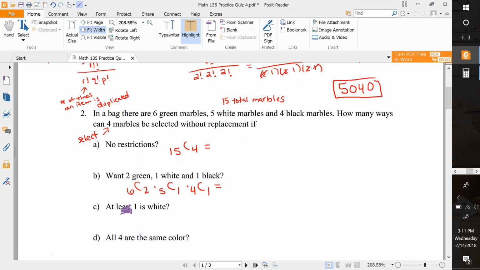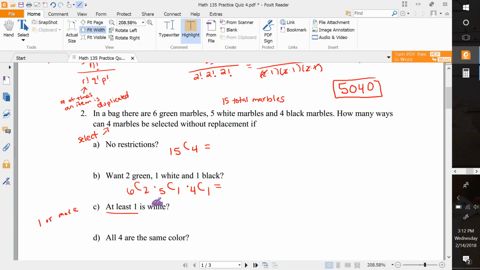The next one is a little bit tricky because it says we want at least 1 white. So that means we're opening ourselves up to some alternative possibilities. At least 1 white, there's a couple ways you could think of this. You could figure out that that means 1 or more. And we could add together all the different choices that have 1 or more of the white.